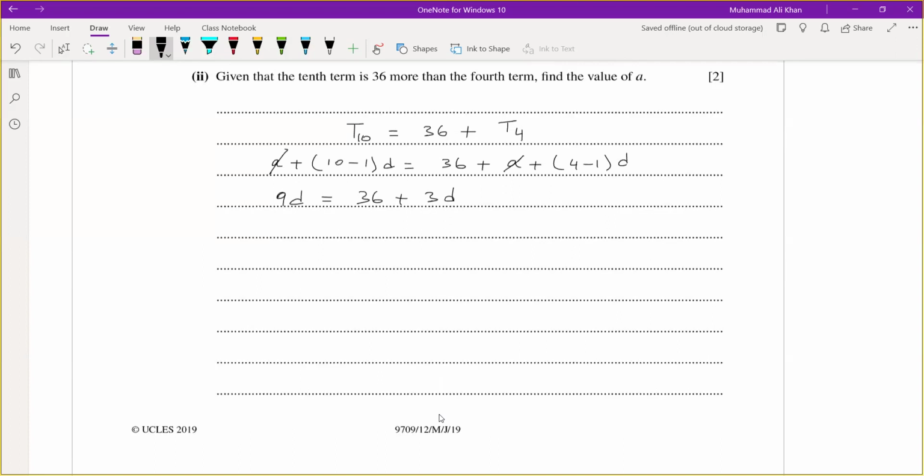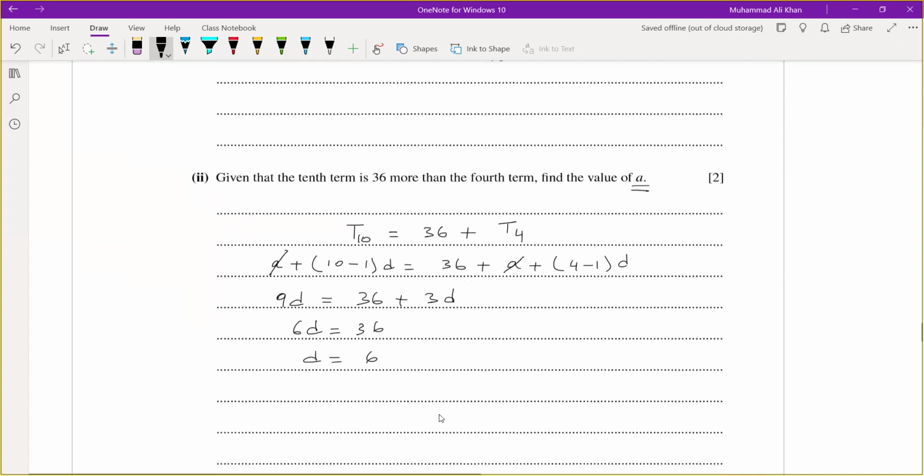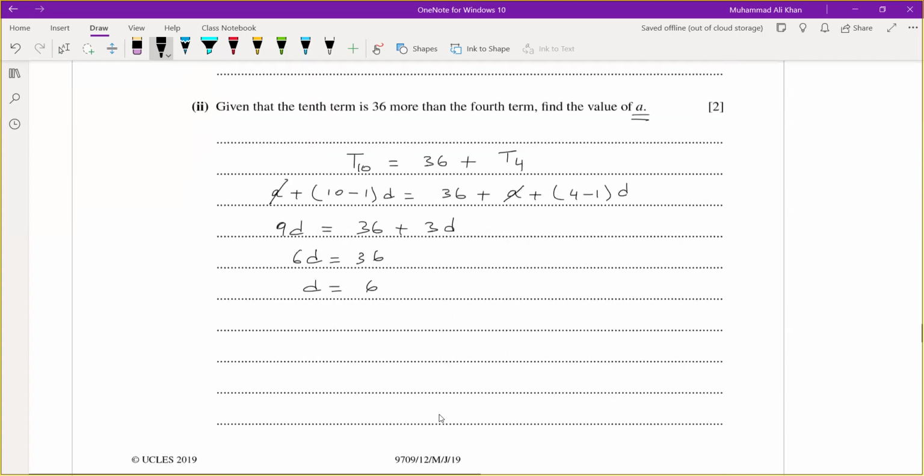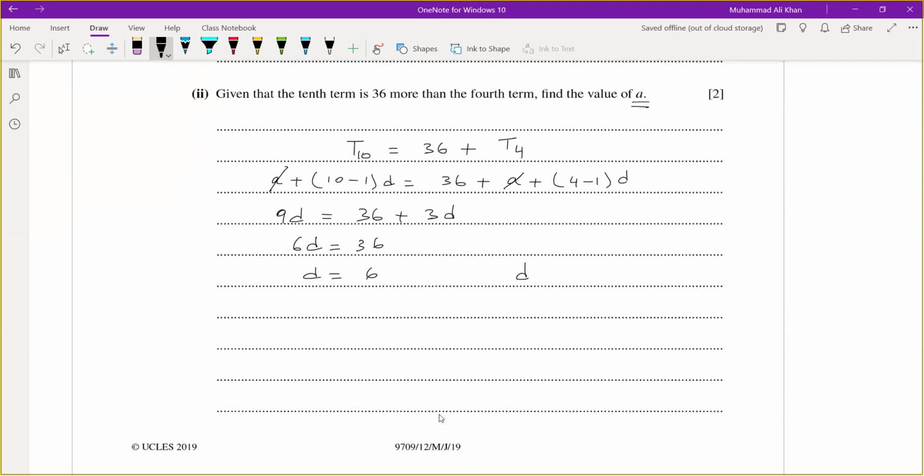Now 3d goes to the left side, so 6d equals 36. And what is the value of d? The value of d is 36 divided by 6, which is 6. We have to find the value of a. So in the previous part, we calculated that d equals 1 upon 3a. So if d is 6, the value of a will be 18. We have calculated this a.